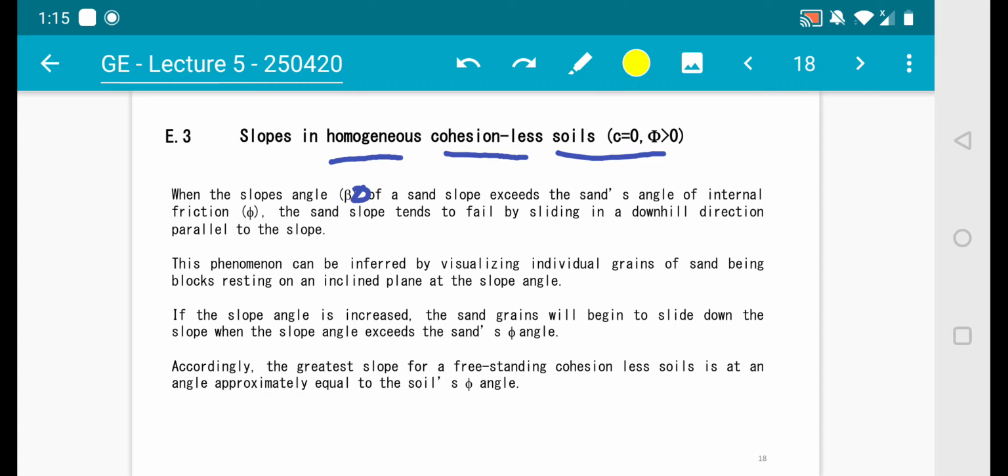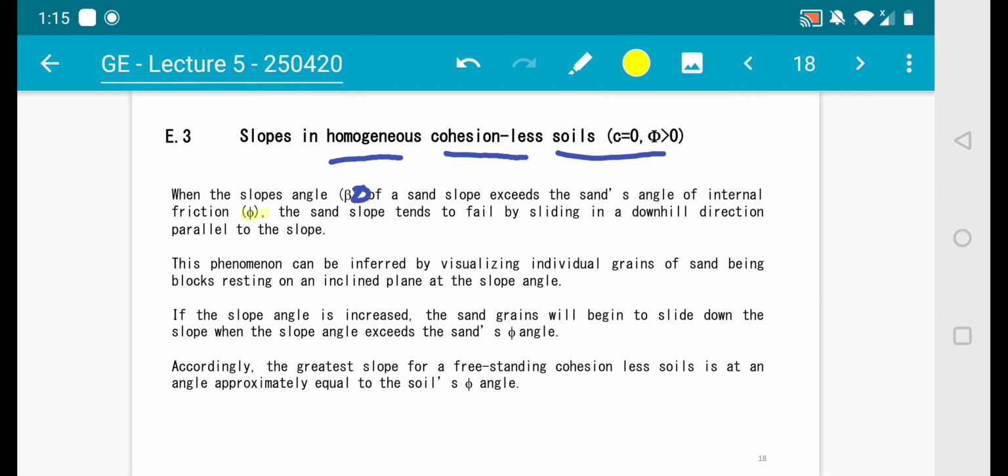Now, if the slope angle of a sand slope exceeds the sand's angle of internal friction, the sand slope tends to fail by sliding in a downhill direction parallel to the slope. Pretty easy. If beta is bigger than the internal friction angle, it tends to fail.